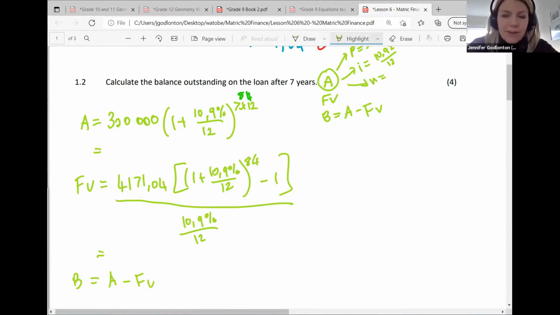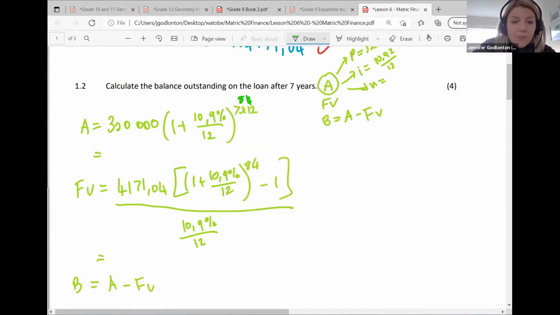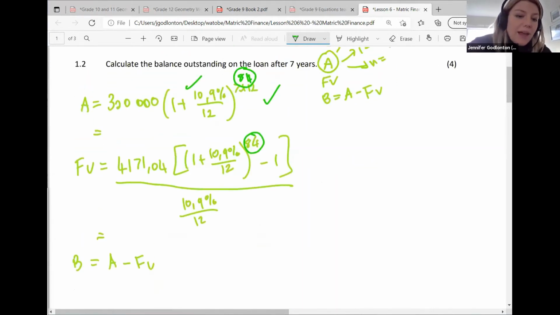But the reason I haven't just put these values in on the calculator just yet is because this is where a bulk of your marks are. First thing is that if you have the correct N value for both of them, so it has to be the same for both, you get a mark. So if you have that 84 in both, you've already got a mark. Then if you have the correct interest rate here, you would have gotten a mark there as well. So we're already sitting on two marks. The third mark would be if you've been doing the present value formula way, which some of your teachers may have taught you, you would have gotten a mark for putting it into the present value. And if you did it this way, you would have gotten a mark for having your A and FV. So it depends on which way you've done it.